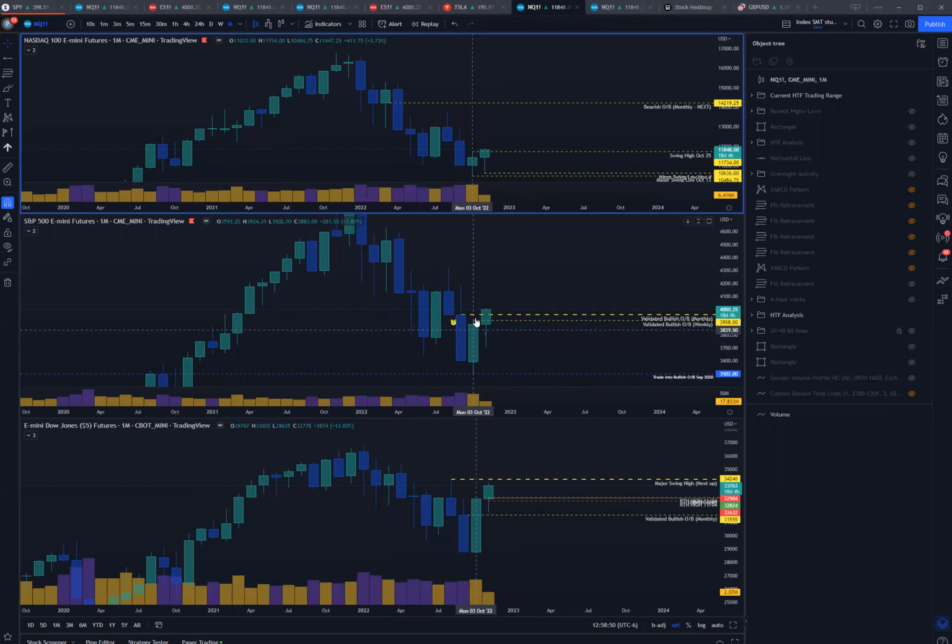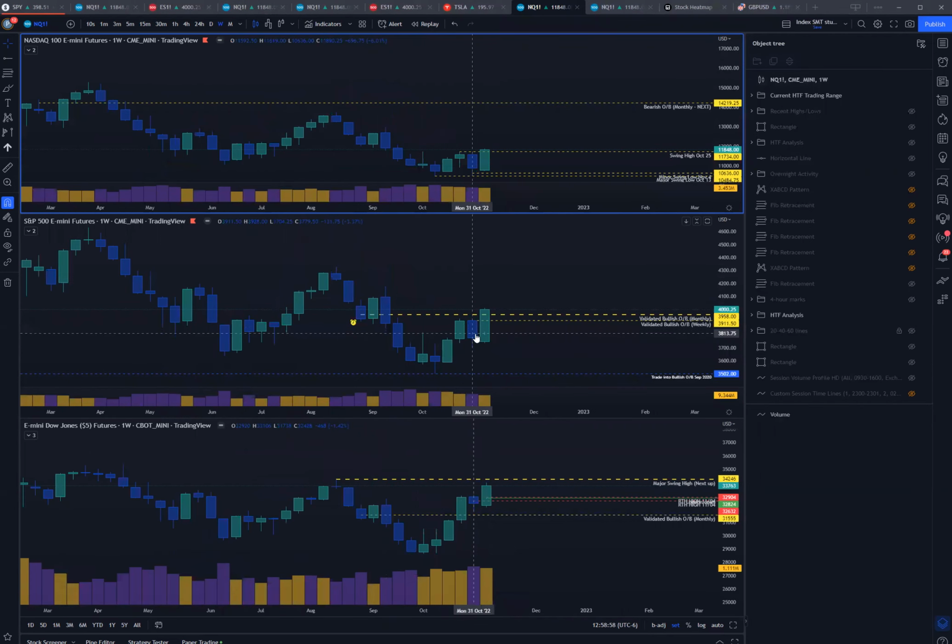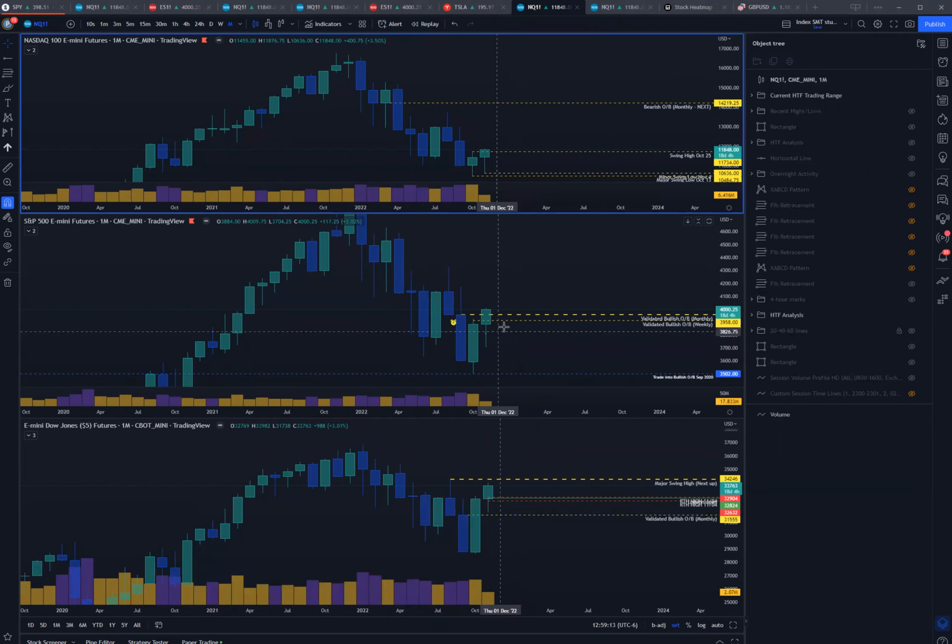So the ES has already taken out the most recent weekly and monthly, I should say, bearish candle, which is a bullish order block. So the bullish order block on the weekly basis and on the monthly chart, here's the weekly, the thin line is the weekly and the thick line is the monthly. They have already both been taken out by the ES.